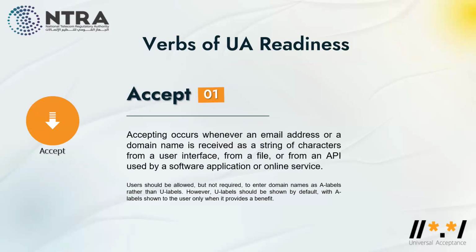Here, for accept, it means accepting occurs whenever an email address or domain name is received as a string of characters from a user interface, from a file, or from an API. How come from an API? Maybe like one ATM calling another ATM machine, where an API talks to other APIs. Maybe I am collecting these email addresses or domain names from other APIs, by a software application or online service.